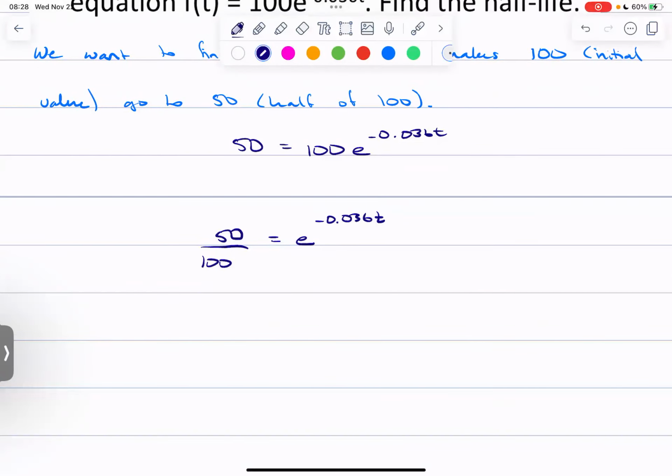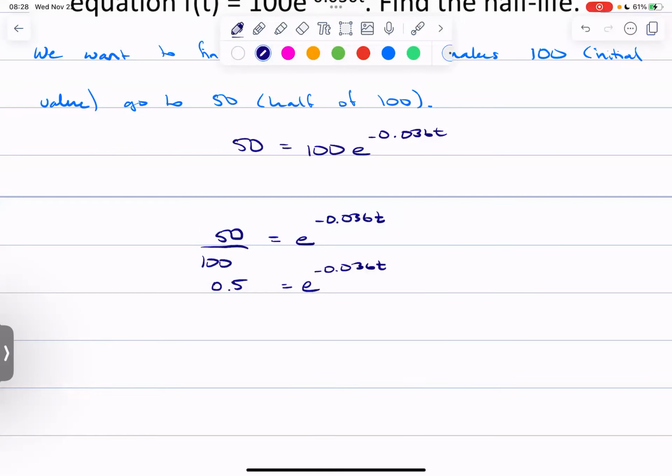So now, usually I would write 1/2 to emphasize that it's a half-life, right? But let's just do 0.5 for space reasons. So 0.5 is e to the negative 0.036 times t. Now I'm ready to take the log, any log of both sides, right? But I'm going to choose the natural log because I've got base e here.